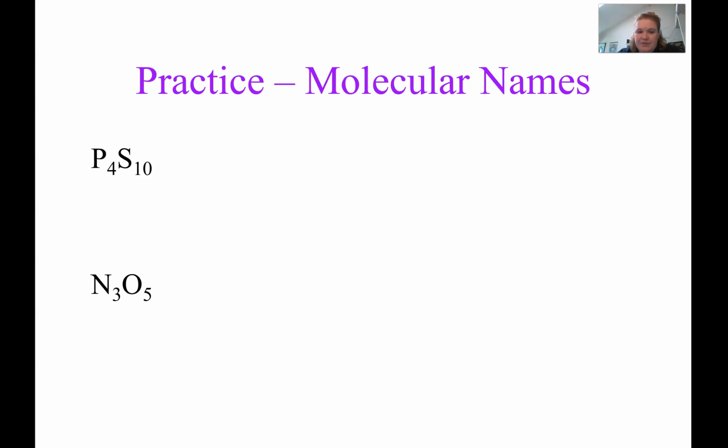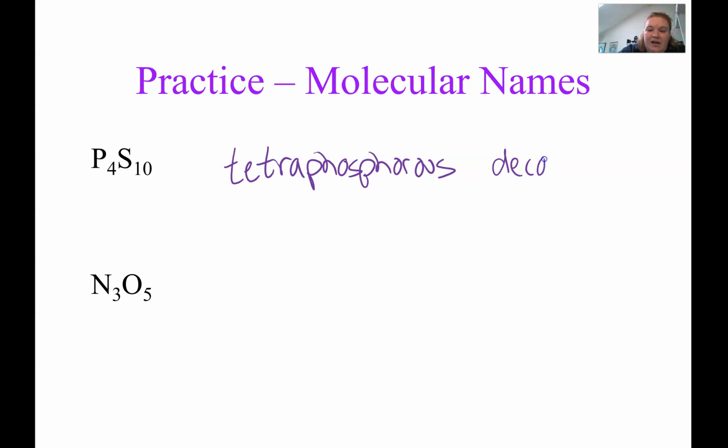So here's our examples. We have P4S10. So I know that my prefix for 4 is tetra. So tetra phosphorus. And I know my prefix for 10 is deca. Deca sulfide. So sulfur becomes sulfide.